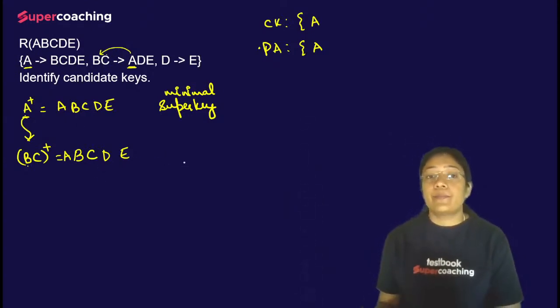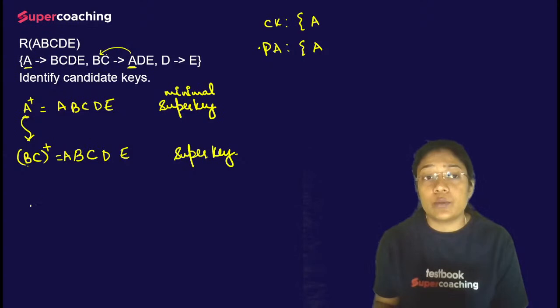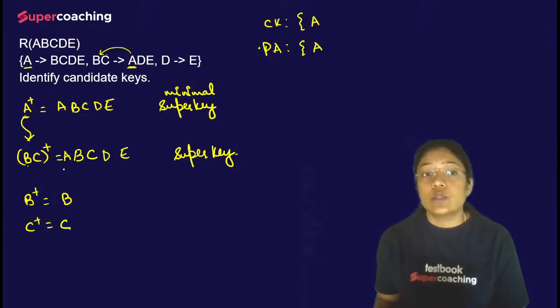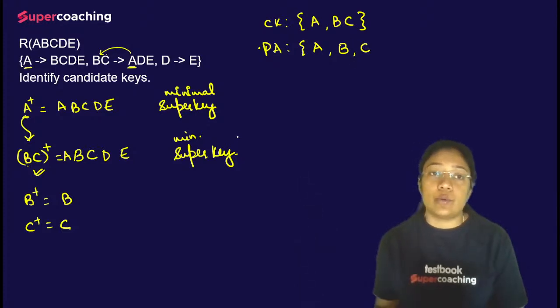So we are getting all the attributes of the relation. I'm not directly calling this the candidate key, because यहाँ पे आपके पास दो attributes आ रहे हैं. So let us find out B closure. B closure will be B only. C closure is C only. So that means this is the minimal super key, that is nothing but the candidate key. B and C will also be the prime attributes.